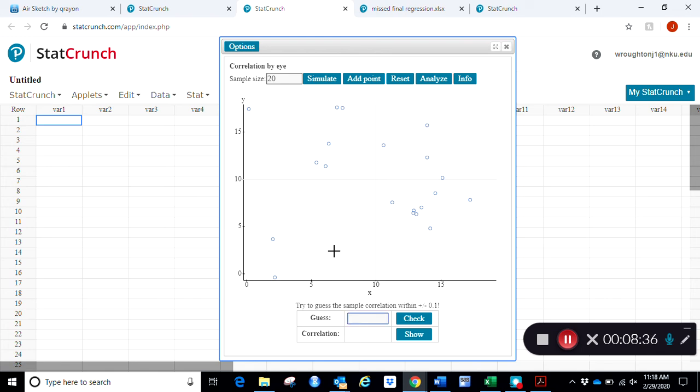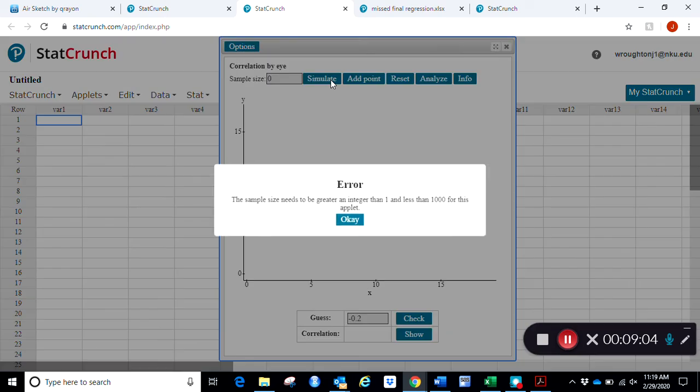So like on this one, it doesn't look like it has a really strong relationship. The points are definitely not very close together. But it does look like primarily here there's a negative slope going on, but there's a couple of points down here. So I'm going to guess at first -0.2. And then I can check it, and it'll tell me if I'm close or not. And then I can actually show what the value turned out to be. And then so I can reset it, get a new one.